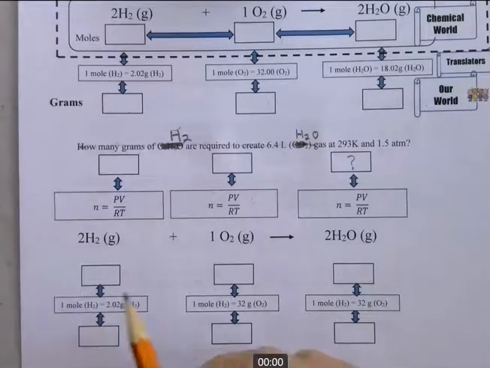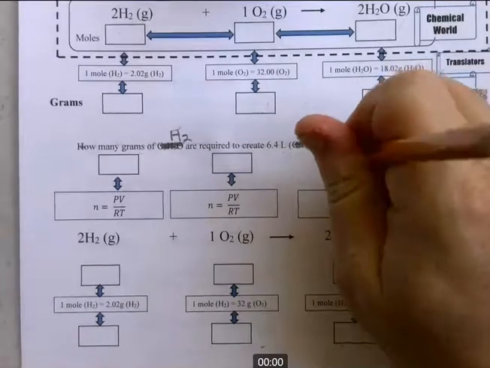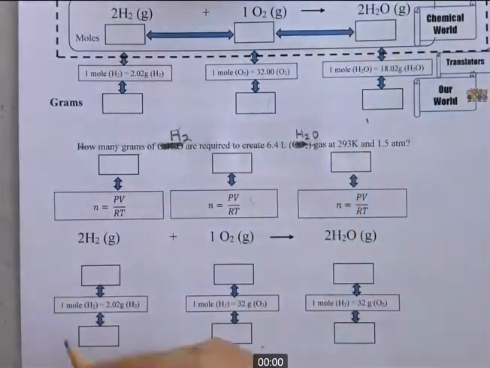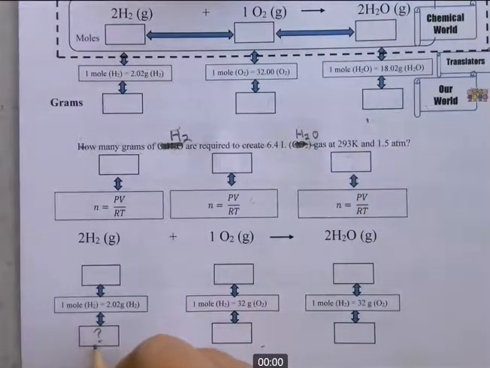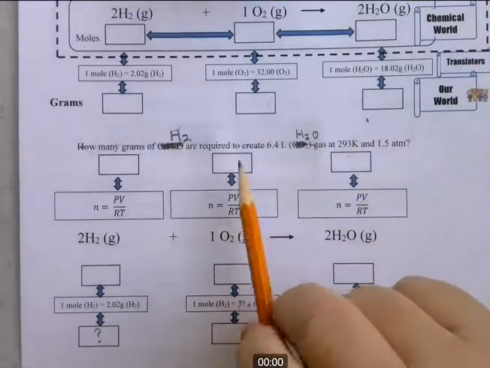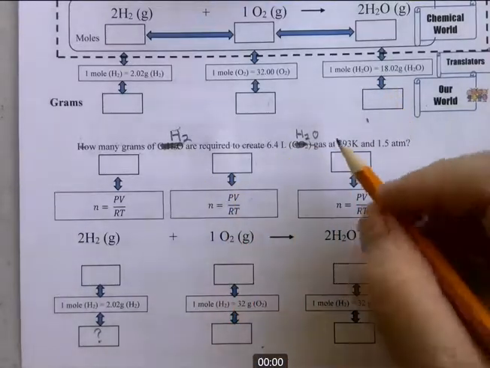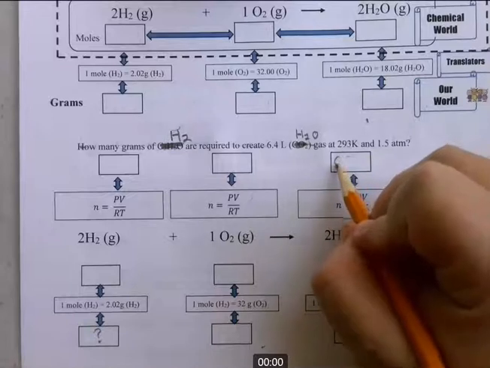Actually, I put the question mark in the wrong place. It's how many grams of H2. So the question mark is down here. And up here, you're trying to end up with 6.4 liters of H2O. So I'm going to put the 6.4 here.